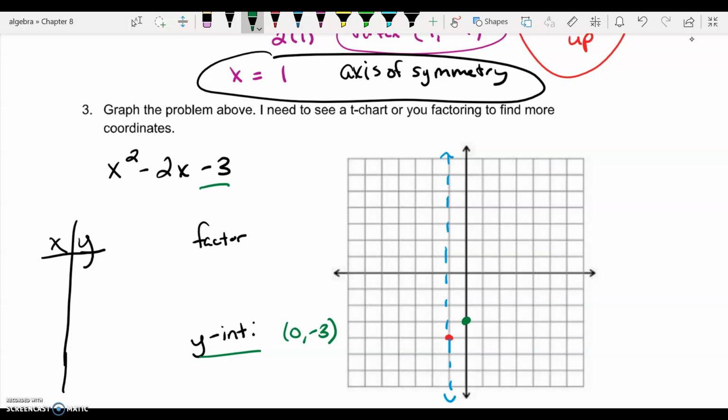Now look, that is 1 unit away from my axis of symmetry on the right-hand side of it. So on the left-hand side, I'm going to have the same exact value. So I go ahead and plot that. All right. The other thing you can do is you can factor it. So I can make my t-chart. I get negative 1, negative 4.